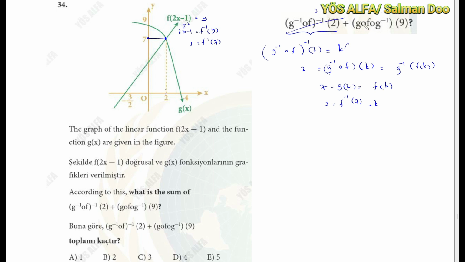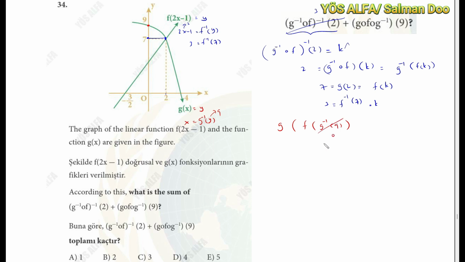Let's calculate this one too. So I can simplify this way. G of f of g inverse of 9. So let's start from g inverse of 9. Do we know g inverse of 9? Yeah. Since g of x is y, g inverse of y is x. So g inverse of 9 means when y is 9, what is our x? When y is 9, our x is 0. So this one is 0.